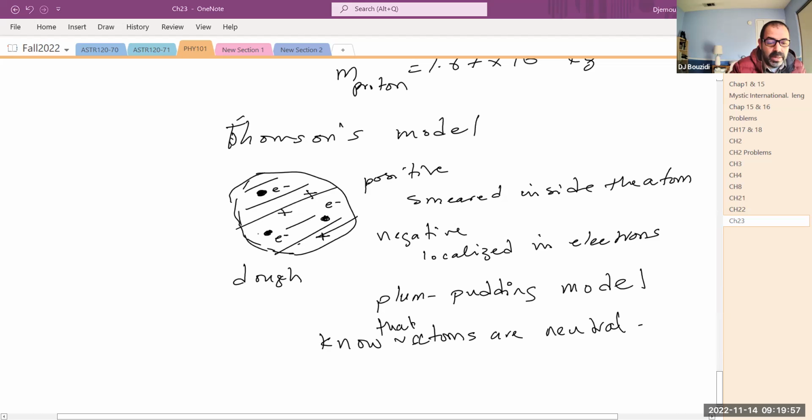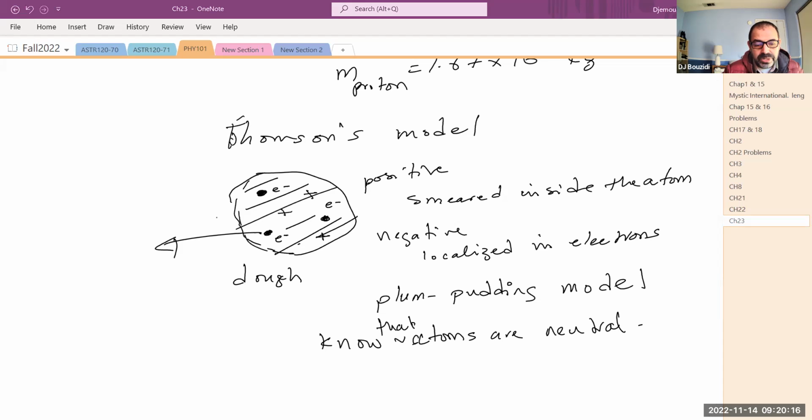So if, for example, you remove a charge in here, you're going to have a positively charged ion, in this case for the case of hydrogen, and you only have, of course, 1 electron. But if you add another electron in here, you're going to have a negatively charged atom, and so on and so forth. That's the picture he had.